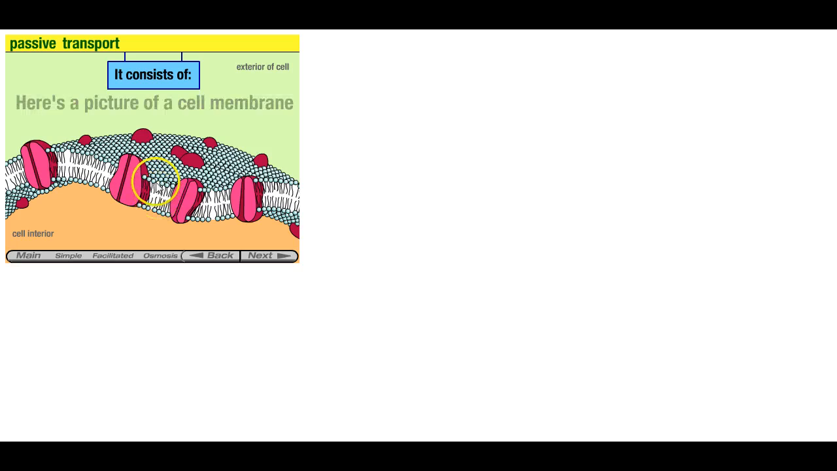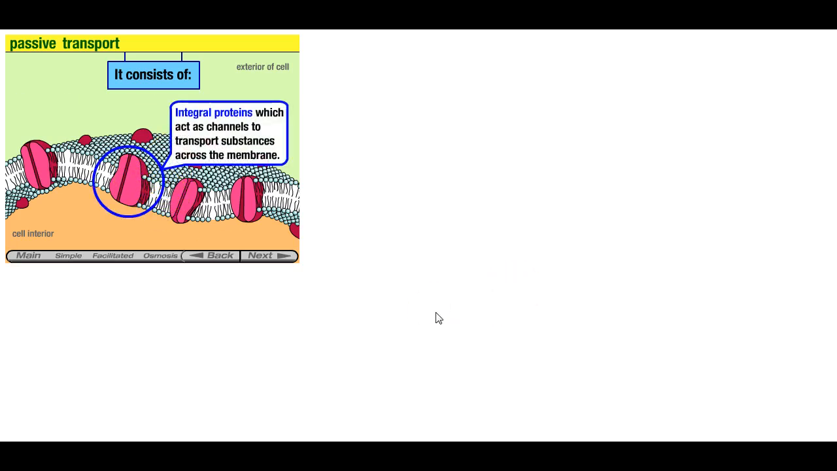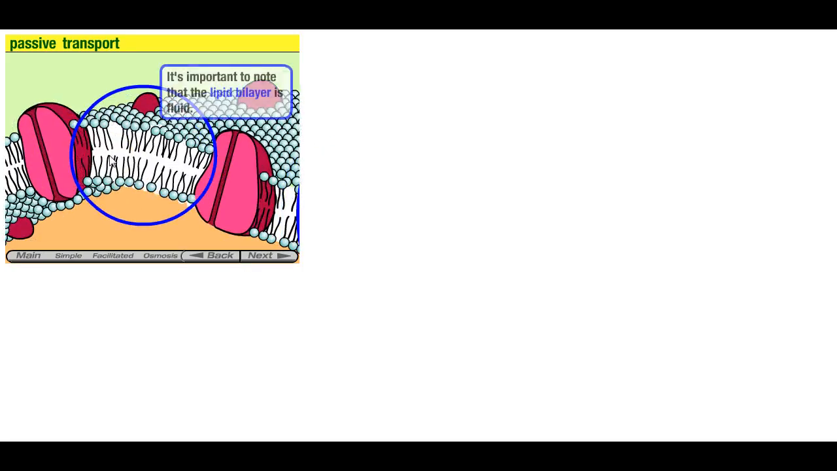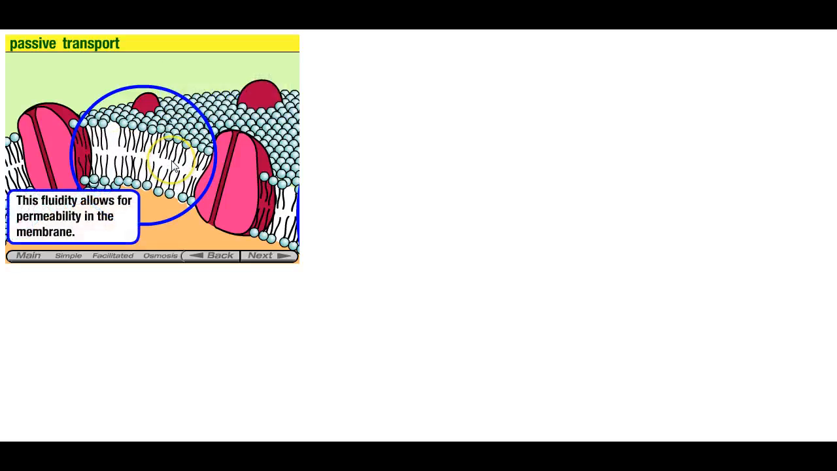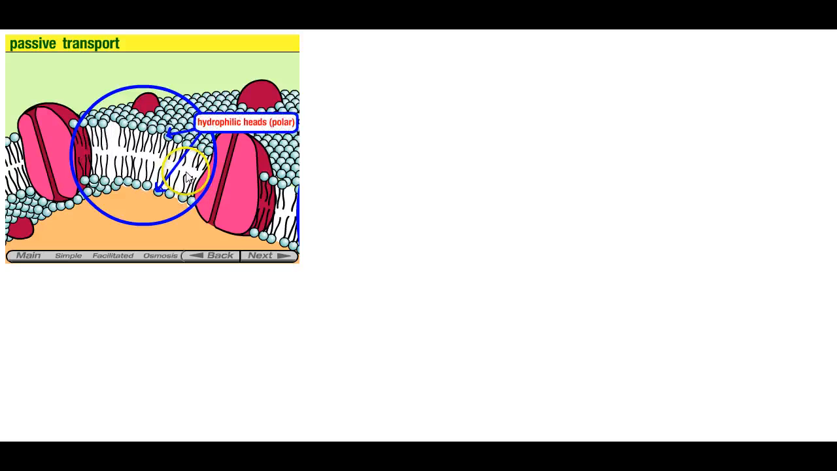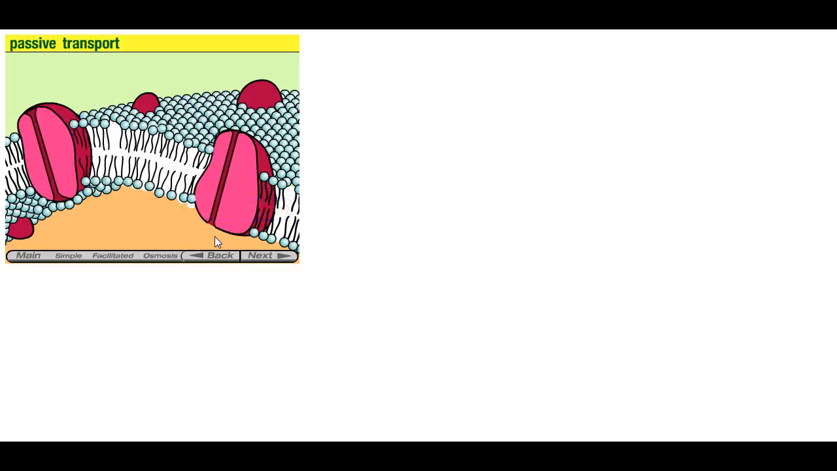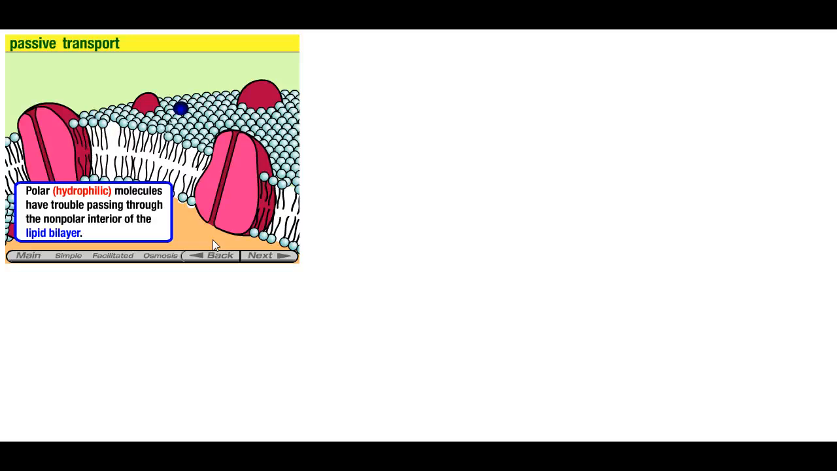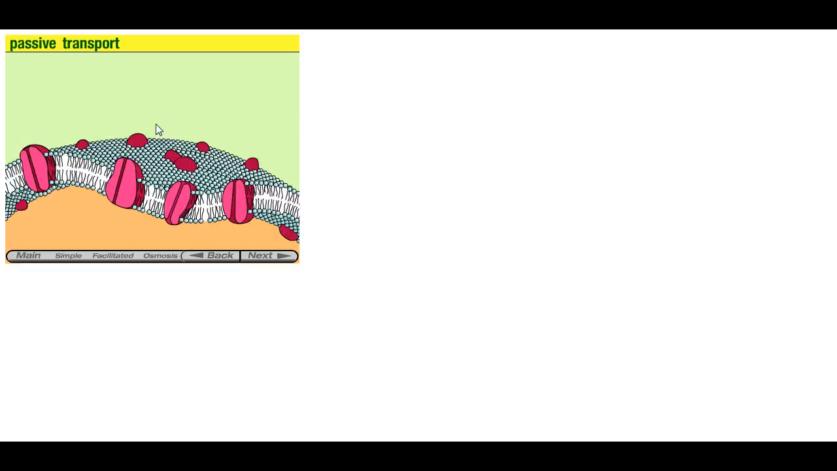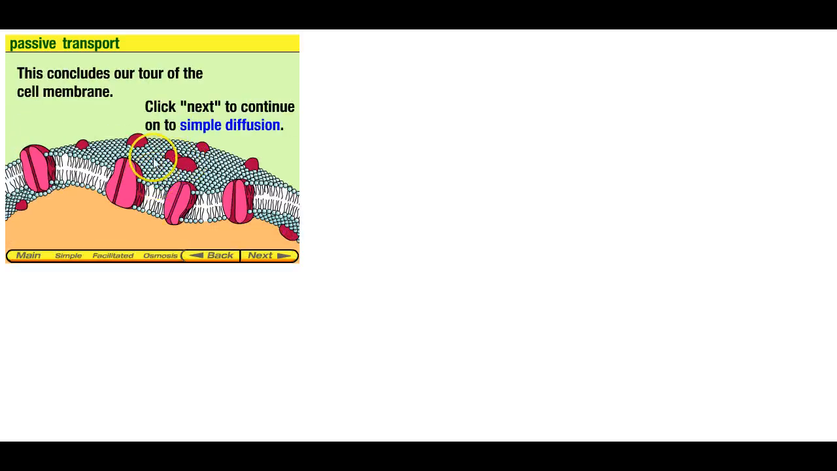Membrane, here's some protein channels, phospholipid bilayer. And they're calling it a fluid lipid bilayer because it moves fluidly. Okay, it's very important that it be able to move and be flexible. Otherwise, we couldn't move and be flexible. When it's talking here about polar molecules can't move through the outside, that's water is a polar molecule, so that's why we want that hydrophilic on the outside.